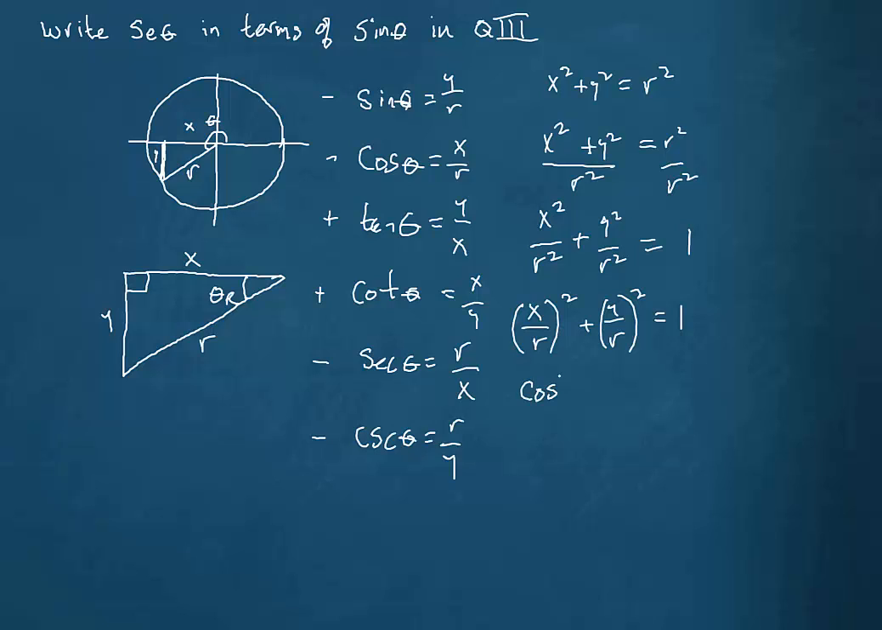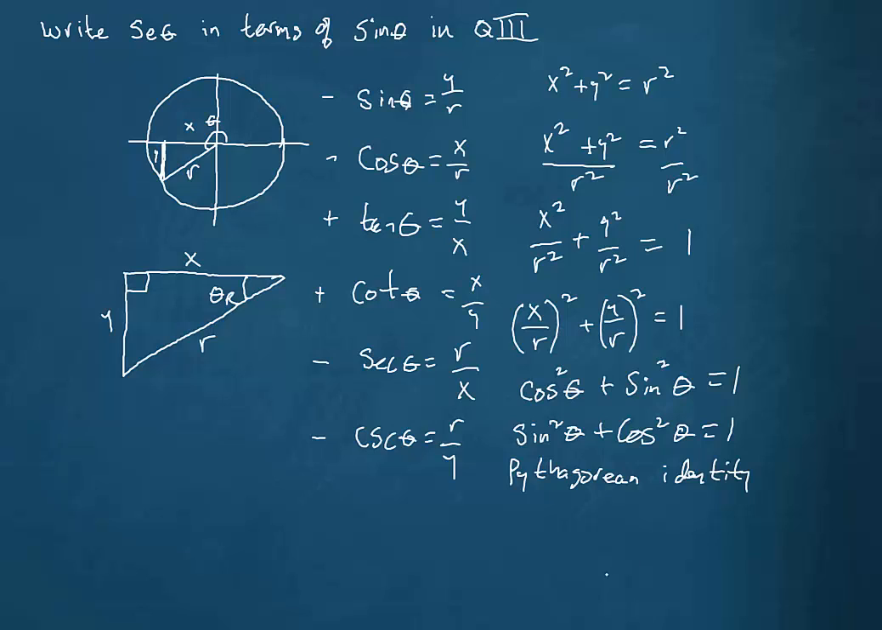So we have the cosine squared of theta plus, and then y over r is the sine. So we would have the sine squared of theta equal to 1. This is usually written as sine squared theta plus cosine squared theta equal to 1, and it is the first Pythagorean identity. This is true no matter what the value of the sine and the cosine. The sine squared plus the cosine squared would always be equal to 1. First Pythagorean identity. Okay, now we're going to use that in a minute.